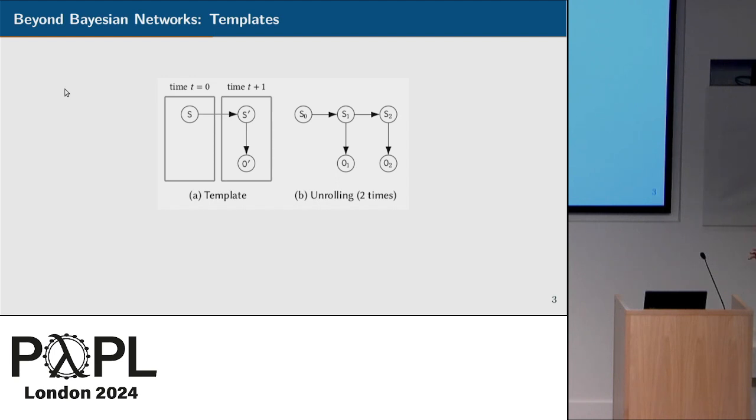This means that it can be unrolled a certain number, a finite number of times, for example, in the picture 2 times, and this is the resulting unrolling of the template.